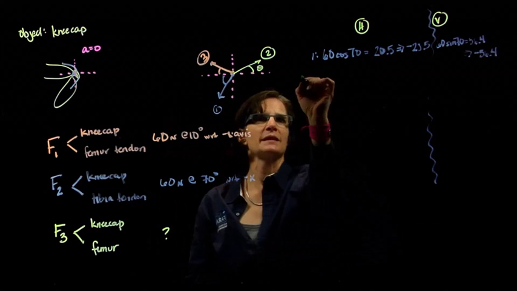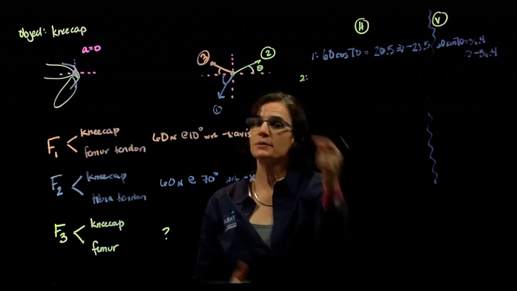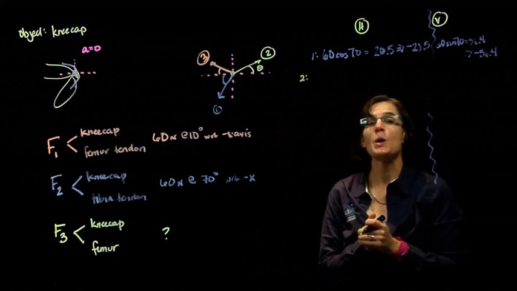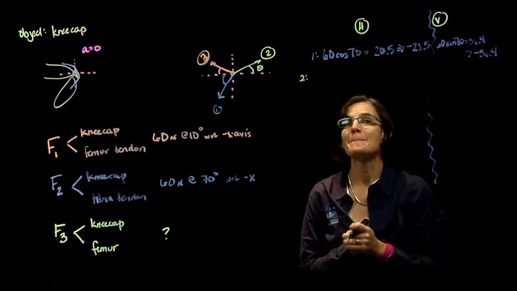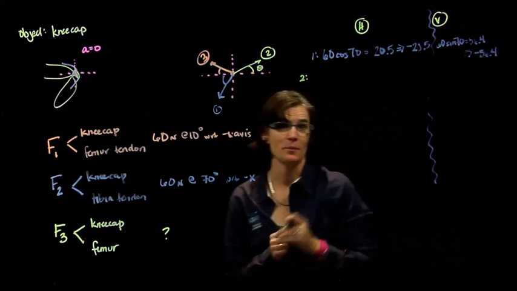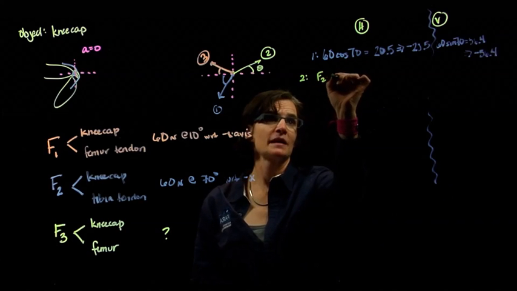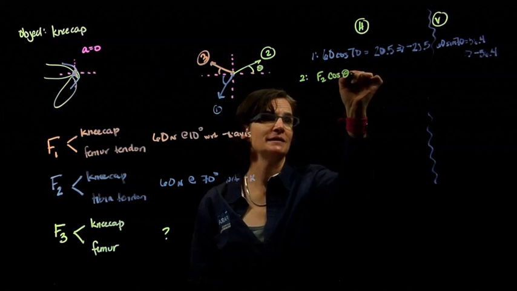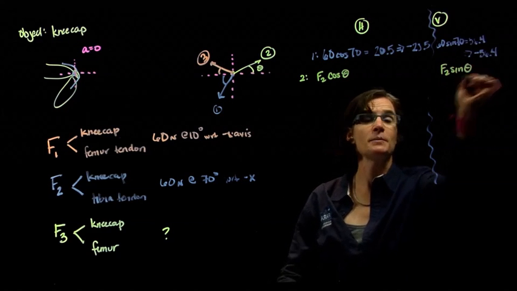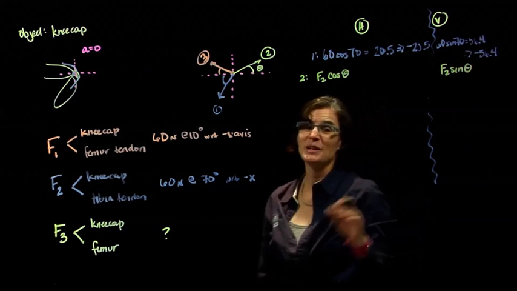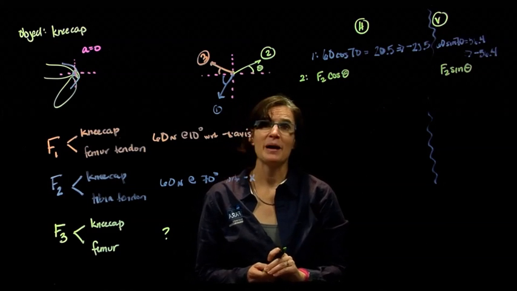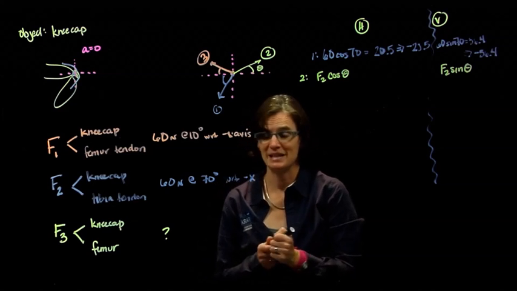Force number 2, let me give myself a little bit more room here. Force number 2, I don't know, but if I make my force number 2 relative to the positive x-axis, then I know that my horizontal component is going to be the cosine of my angle. And I know that my vertical component is going to be the sine of my angle. So that's all the information I have for force number 2. All right, well, what about force number 3?